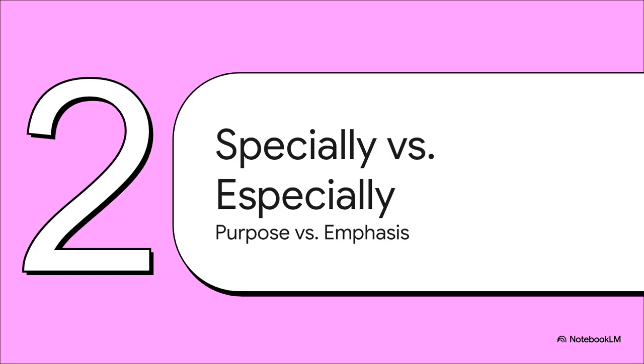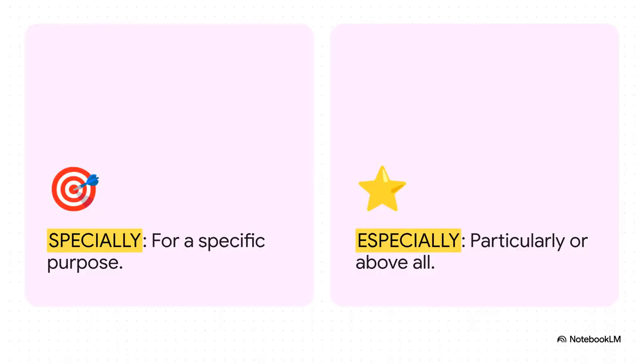Moving on to our next pair. The confusion here is pretty obvious. They sound almost exactly the same, but their jobs in a sentence are completely different. So here's the crucial point. Specially is all about purpose. Think designed for a special reason. Especially, on the other hand, is about emphasis. It basically means above all others. One is for a purpose, the other is for preference.